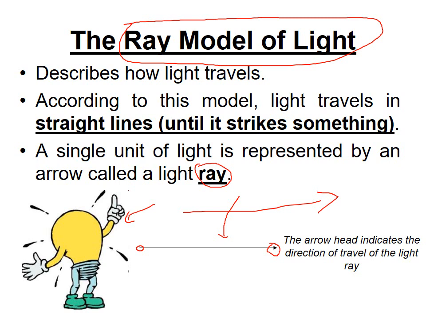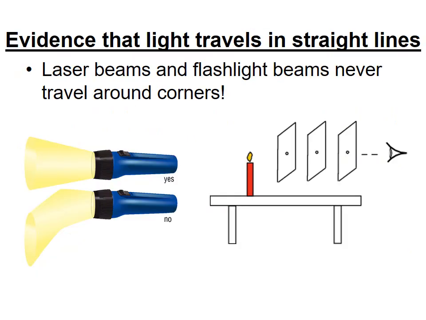One thing that's very important to understand about light is that it travels in straight lines. And that's easily shown through this experiment here, where we line up 3 pieces of paper with holes in them. The holes have to be lined up perfectly. We have a candle, a light source on one side, and a viewer on the other side.